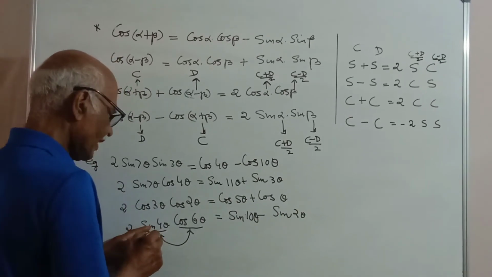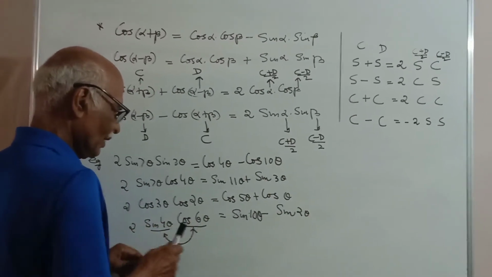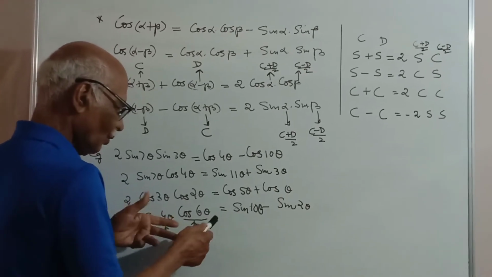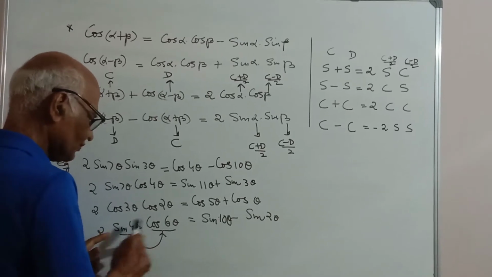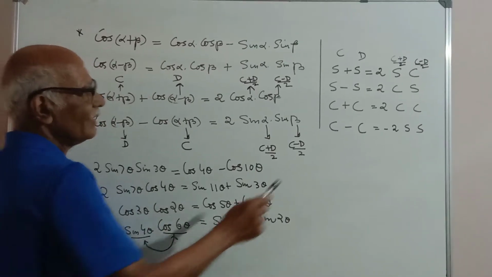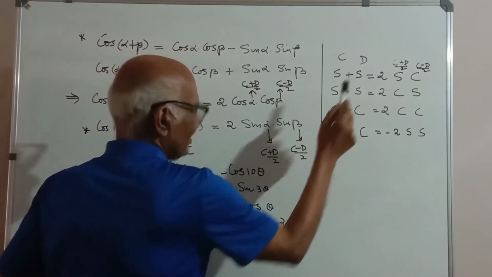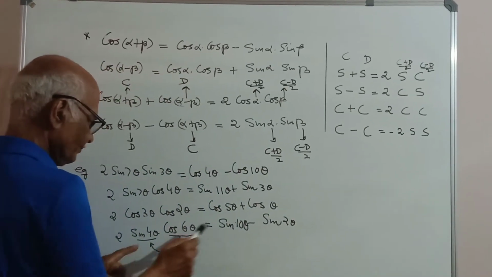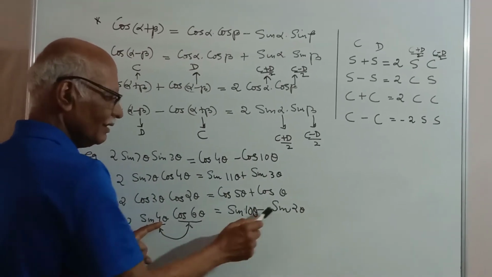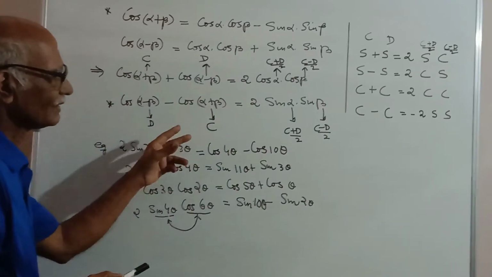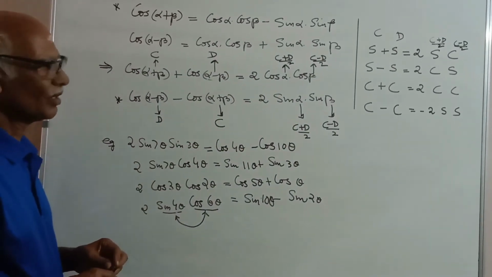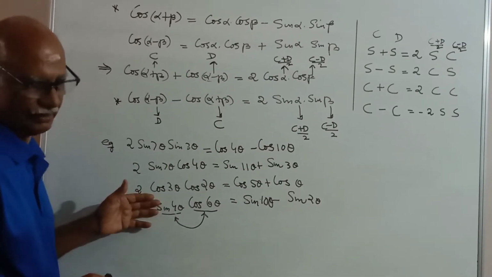Now 2 sin 4 theta cos 6 theta. You see this 6 theta is more, so we interchange it and say it is 2 cos sin. So 2 cos sin is sin minus sin. So it is sin of the sum, 10 theta, minus sin of the difference, 2 theta. So try to remember these results. We will do more problems in the course of time.